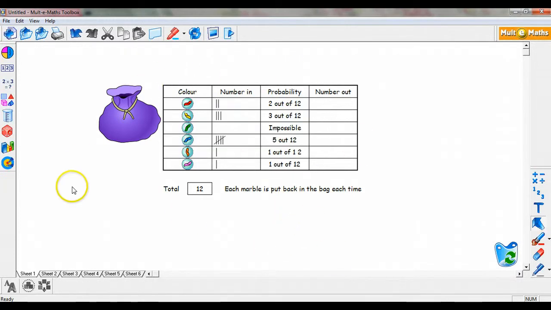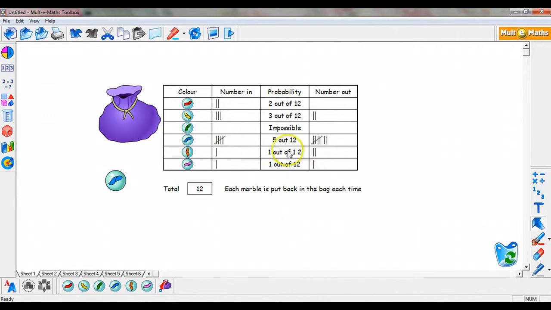Then what this program would do is, if I click on the bag here, I would actually be able to, using this button here, pull the marbles out. So we would do it 12 times. So if we do it first, so a blue one's pulled out, and what the program automatically does is puts a tally into the blue over here. So I'd do that 12 times, and then we would discuss the outcomes.